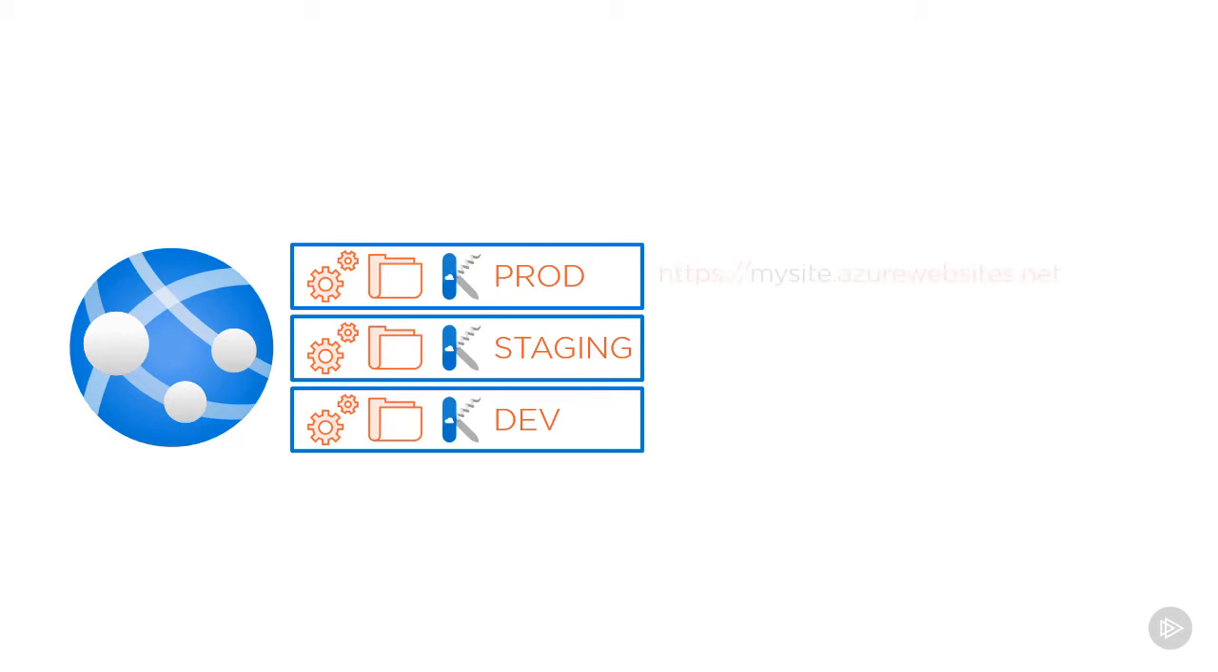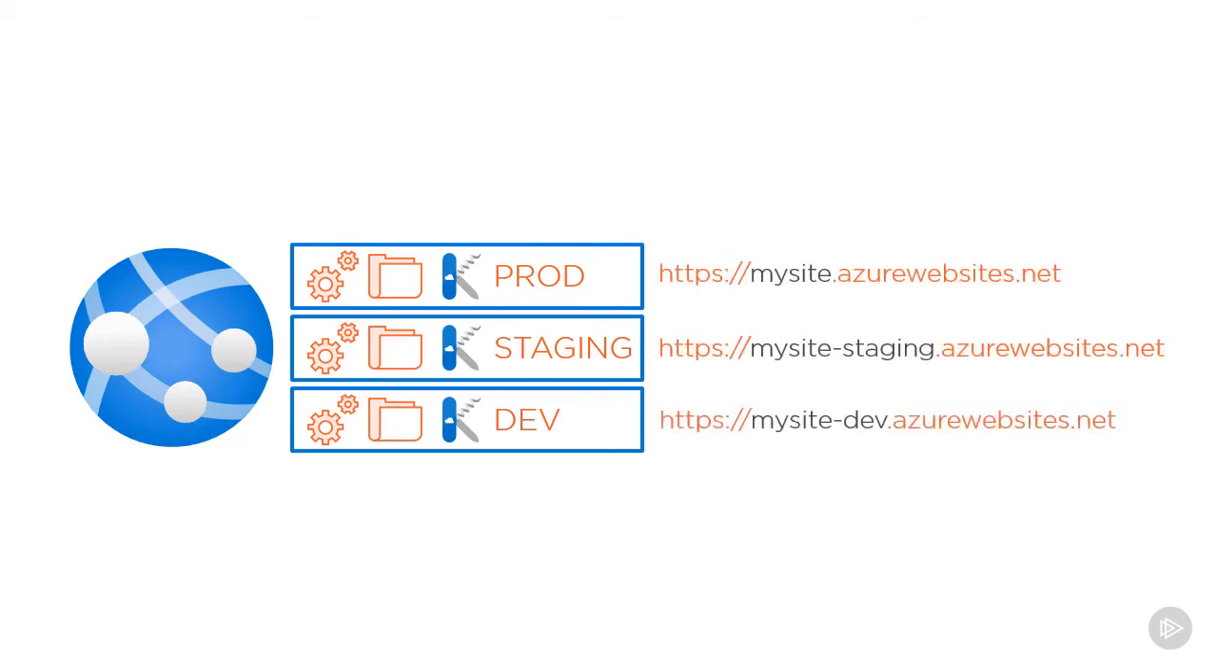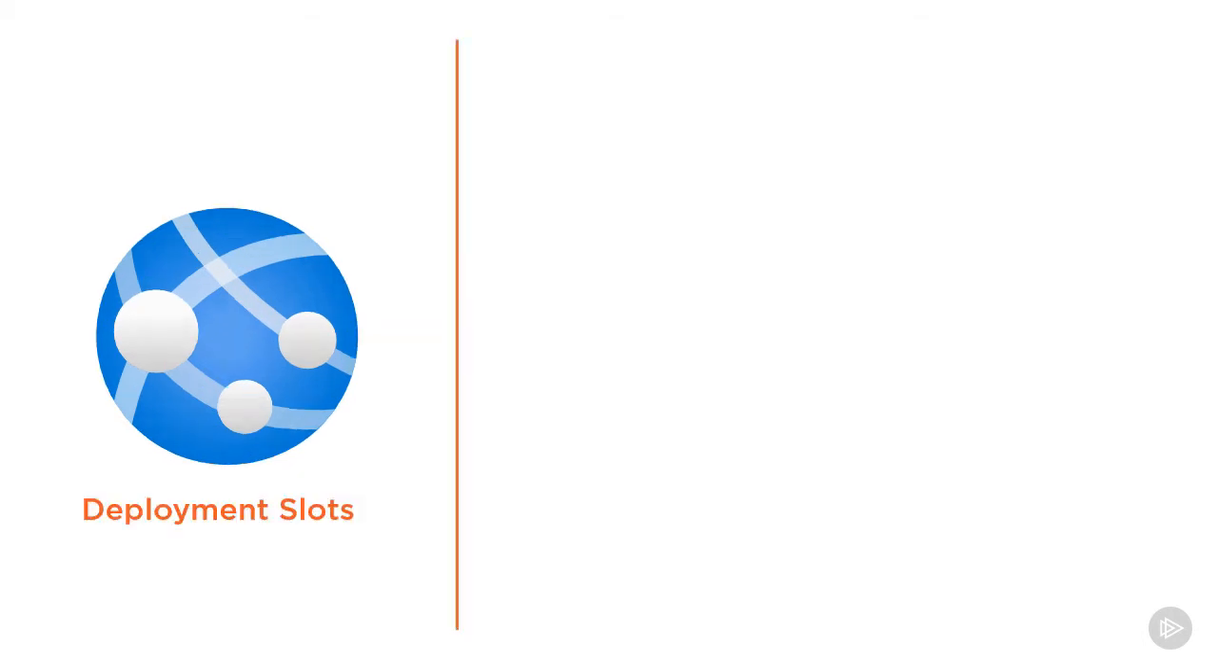Each deployment slot will have its own URL, with the same name as the main production app, a dash, and then the name of the deployment slot. You can name deployment slots whatever you want. If we named a slot staging, for example, the URL would be mysite-staging.azurewebsites.net.